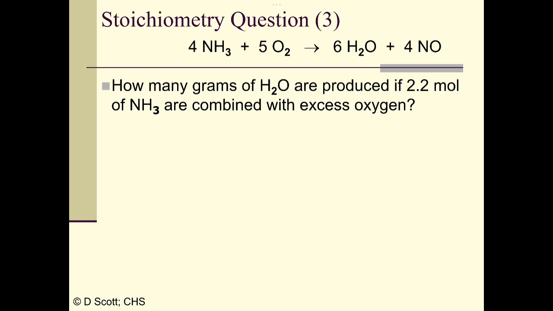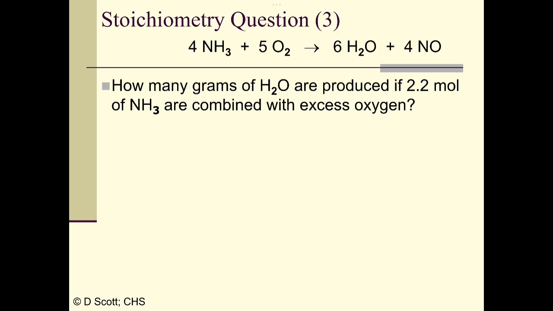Now, let us try if we're going to look for the grams. So we have here: how many grams of water are produced if 2.2 moles of ammonia are combined with excess oxygen? Our main goal here is to find the grams of water. How many grams of water?